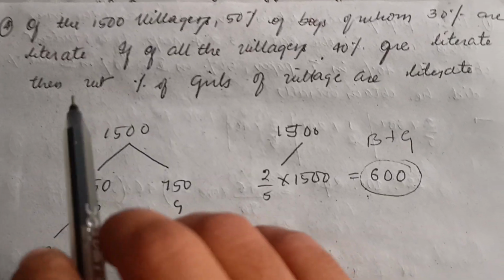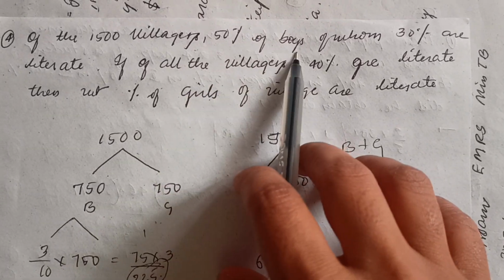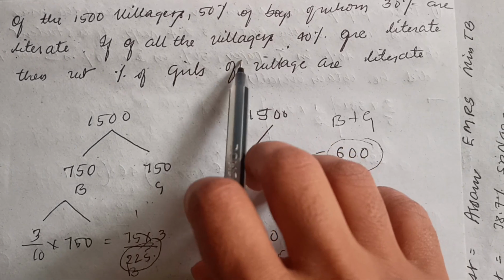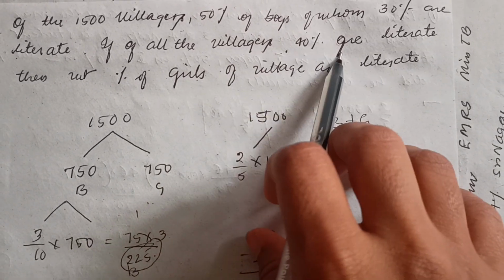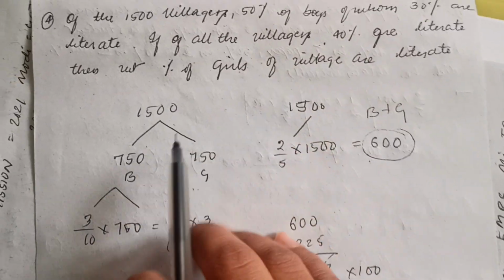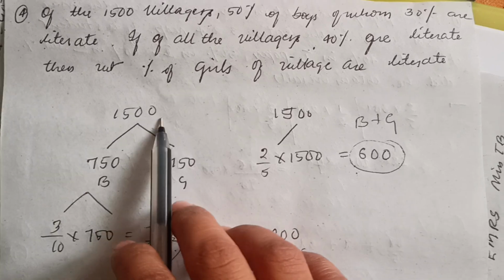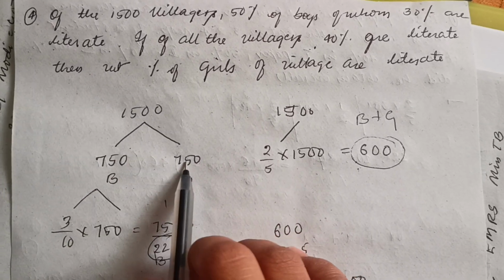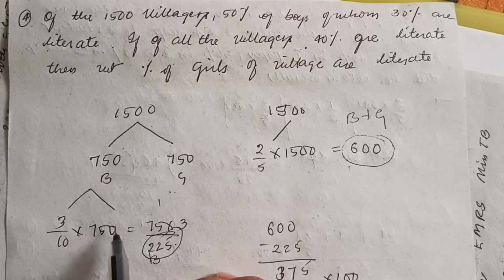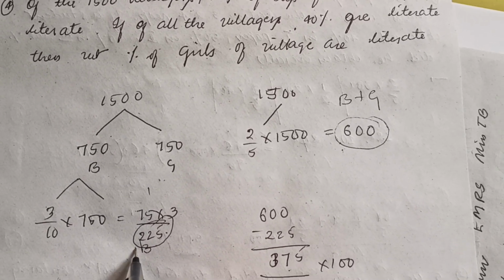So next question. Of the 1500 villagers, 50% are boys, of whom 30% are literate. If in all the villagers 40% are literate, then what percentage of the girls of the village are literate? Okay, so initially there are 1500 villagers. In that 50% were boys and 50% were girls. So in the boys 30% were literate, that means 3/10 of the 750 will be literate, so we will get 225.